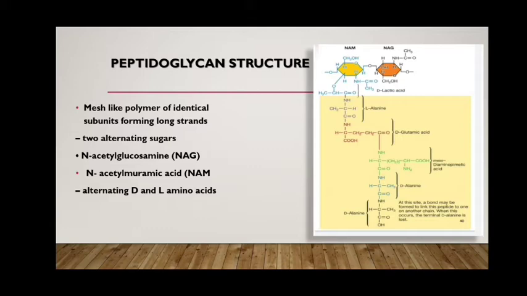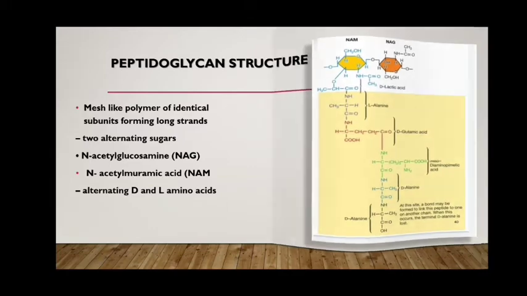In this structure you can see the peptidoglycan subunit composition, which is composed of NAM and NAG. NAG is N-acetyl glucosamine and NAM is N-acetyl muramic acid. NAG is attached to NAM, which carries lactic acid, by a glycosidic linkage. The tetrapeptide side chain is composed of alternating D and L amino acids.